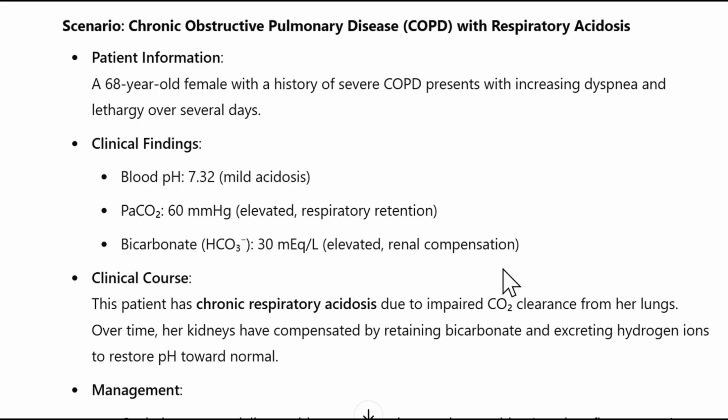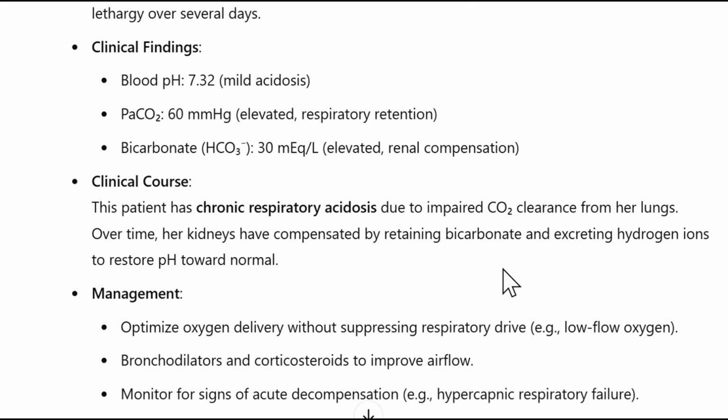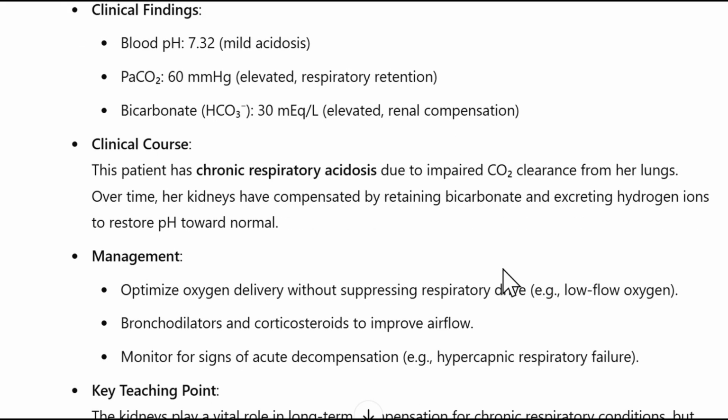Clinical course: this patient has chronic respiratory acidosis due to impaired CO2 clearance from her lungs. Over time, her kidneys have compensated by retaining bicarbonate and excreting hydrogen ions to restore pH toward normal. Management: optimize oxygen delivery without suppressing respiratory drive, e.g., low-flow oxygen. Bronchodilators and corticosteroids to improve airflow. Monitor for signs of acute decompensation, e.g., hypercapnic respiratory failure.